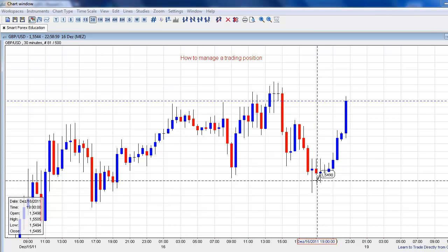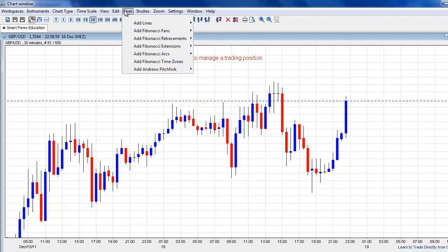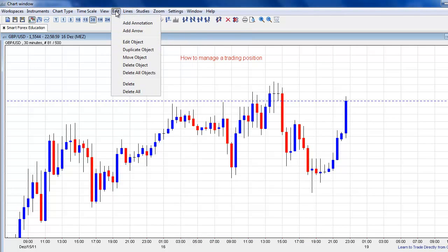Today we're going to focus on how to manage a trading position. Now we all know that anyone can enter a trade, but in essence the end result of the position is based on how you manage it. At Smart Forex Education we look at two primary setups for exiting positions. I'm just going to show you here.